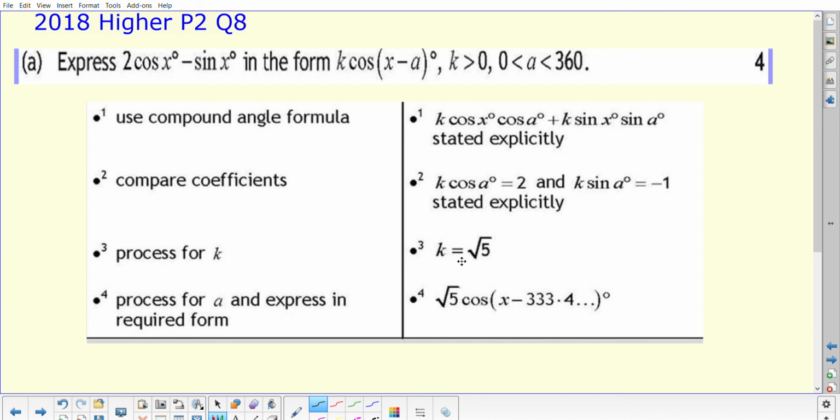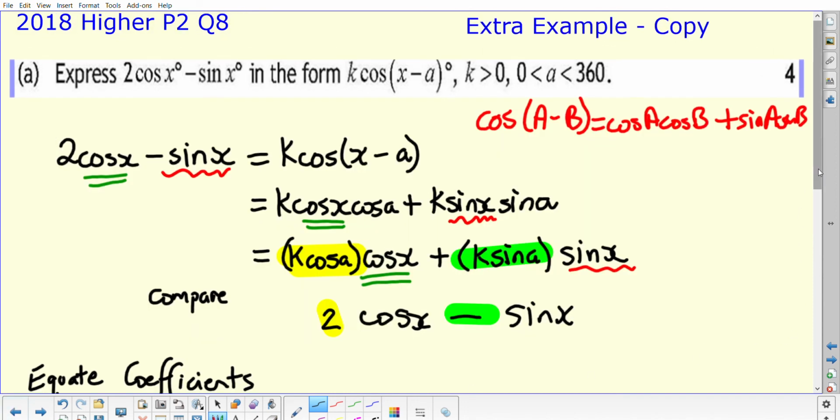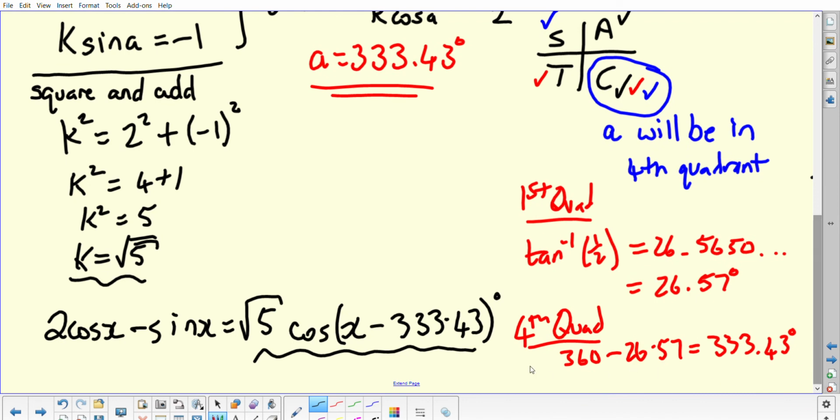Then you need to work out your value of K, and then the fourth mark, process for A and express in the form. So once you've worked out your angle, you need to do that last bit, so you wouldn't want to end up losing the last mark from not filling in the angle. Okay, so any questions?